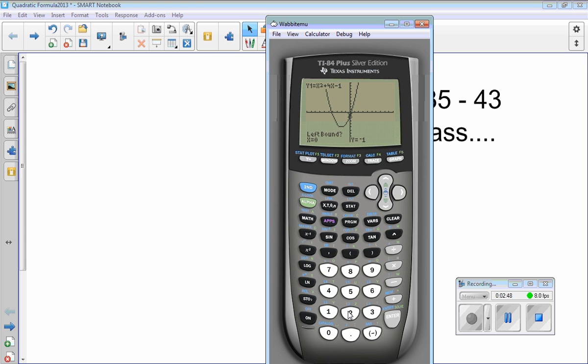So what we're going to do is on this one right here, we're going to go to the left and to the right of where this particular x-intercept is. Do you see the little flasher guy that's moving around right now? Second trace. Okay. So the left bound, right bound.